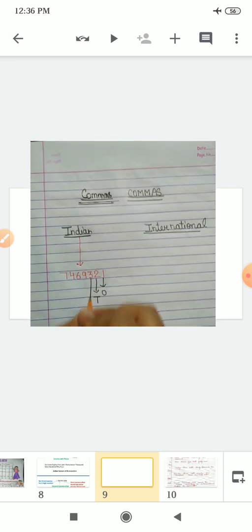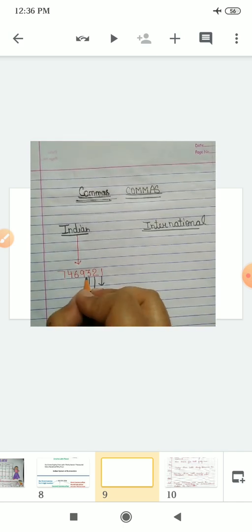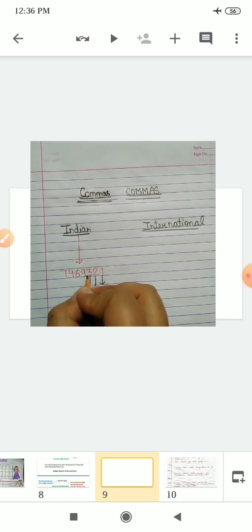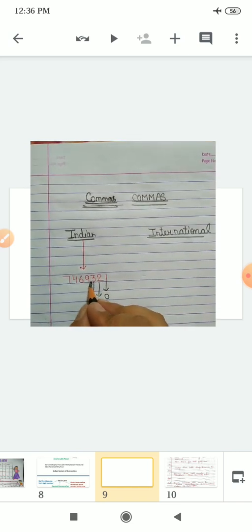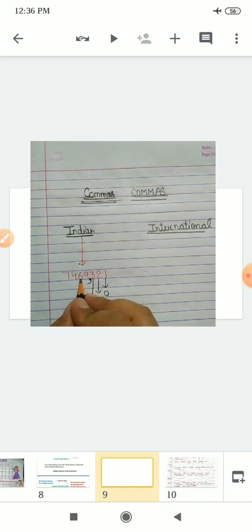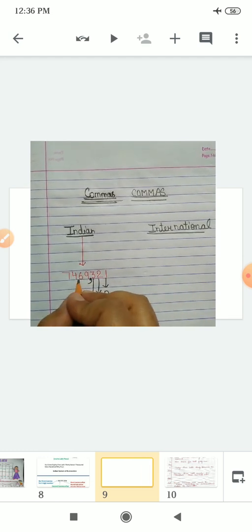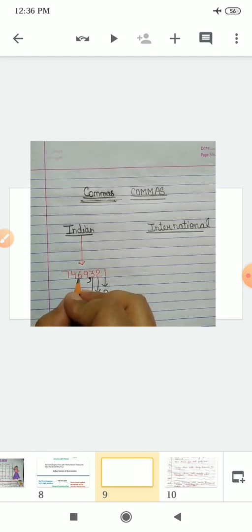Understood? The second comma will come after the ten thousands place, or you can say after which digit? After 5 digits, 1 2 3 4 5. The second comma will come here.